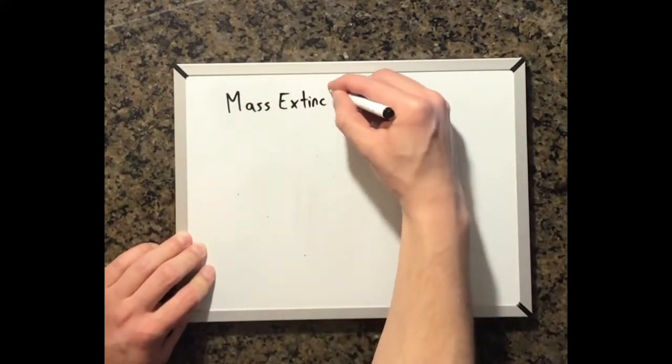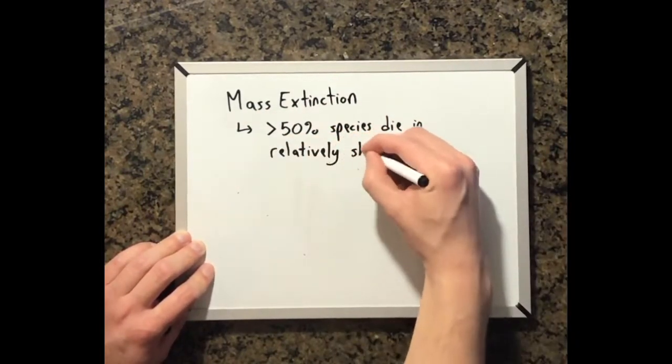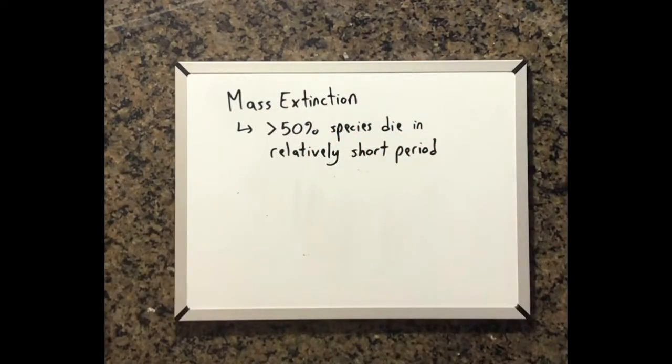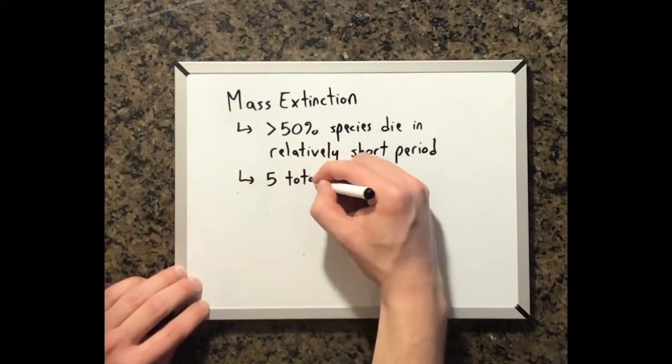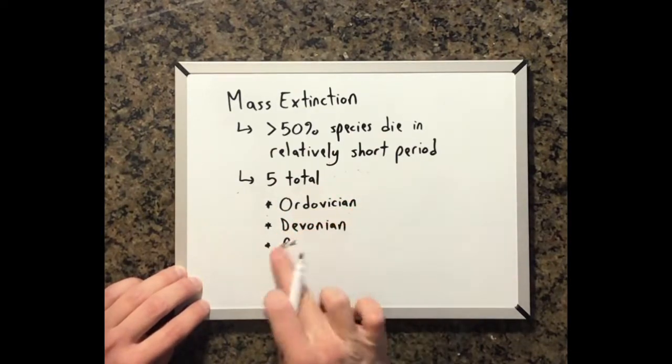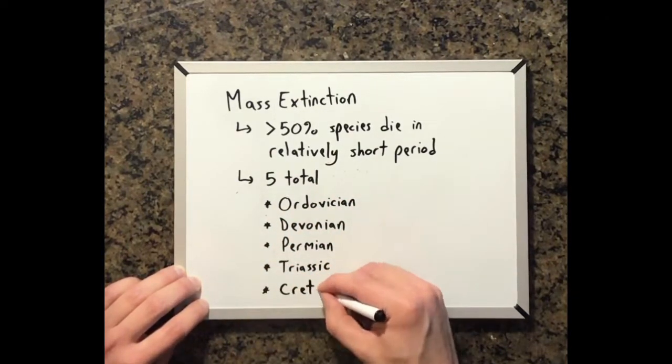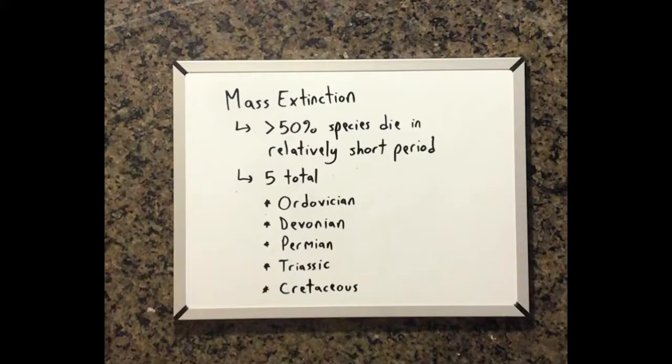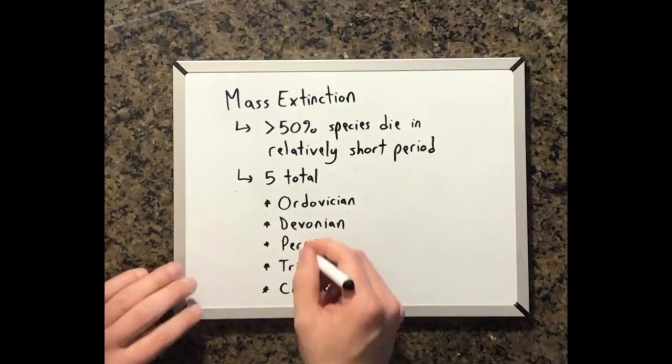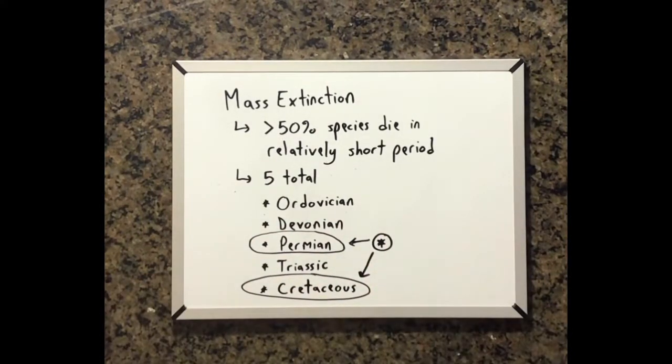A mass extinction is one where at least 50% of living species on Earth go extinct in a relatively short period of time. According to the fossil record, there are a total of 5 mass extinctions that have ever occurred in Earth's natural history. These extinctions are the Ordovician, Devonian, Permian, Triassic, and Cretaceous extinctions. Because the Permian and Cretaceous mass extinctions are the ones that tend to get the most attention due to their relatively high death rate and/or nature by which the extinction occurred, we will only discuss these two in this video.